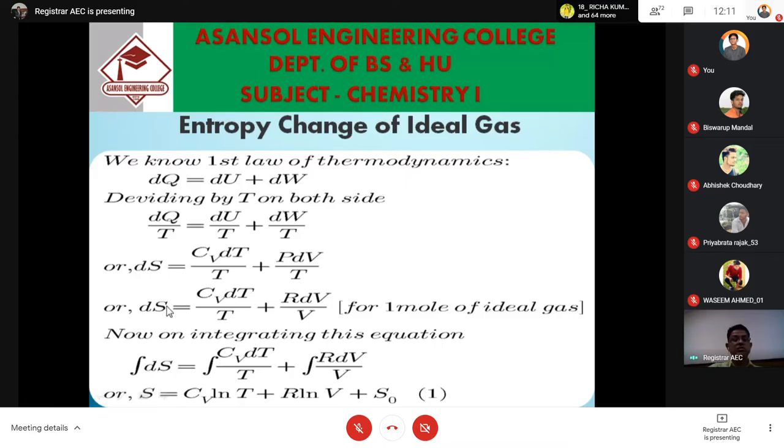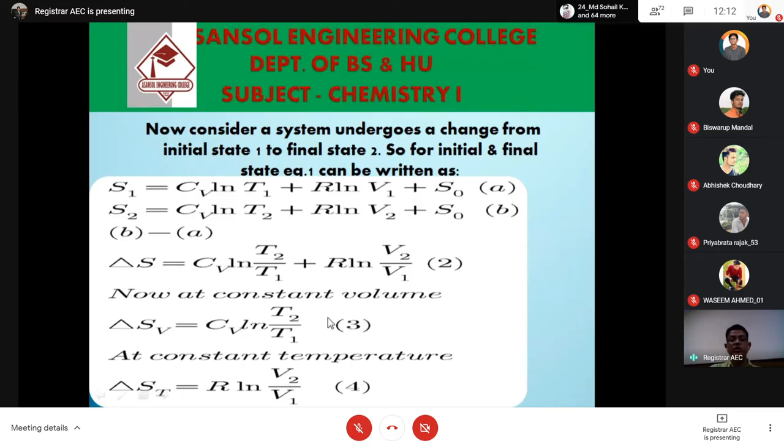Now do the integration. The integral of dS is equal to the integral of Cv dT by T, where Cv is constant, plus R dV by V, where R is also constant. For the limits T1 to T2 and volume V1 to V2, we ultimately get delta S is equal to Cv ln T2 by T1 plus R ln V2 by V1. That is the common expression for the entropy change of an ideal gas for a reversible process.